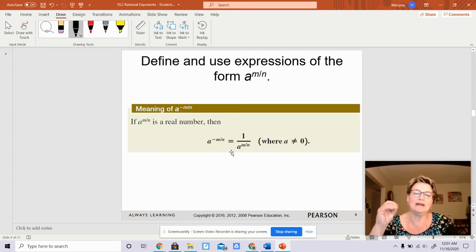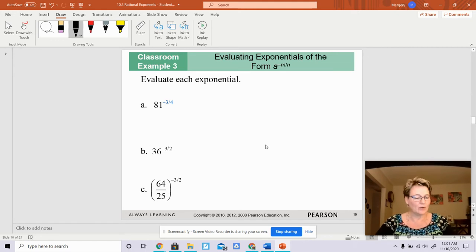Whenever you have a negative exponent, you put it under 1 to make it positive, where a cannot equal 0, because if a was 0, you would have something that is undefined. So here we go. Remember, you can write these as radicals if you want to. And if you were to write them as radicals, the denominator tells you what index it's going to be.